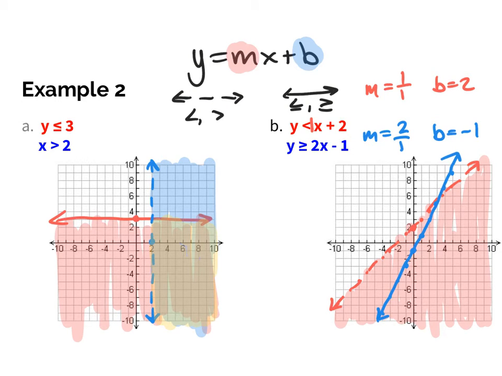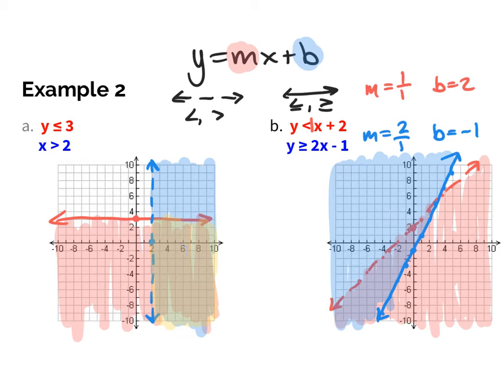And then to shade, looking at the blue line, because it says greater than, I'm going to shade above the blue line. So anywhere the blue line is, I'm going to shade everything above. Okay? Now when I shade the blue line, it does not matter where the red line is. I'm going to shade everything above the blue line.